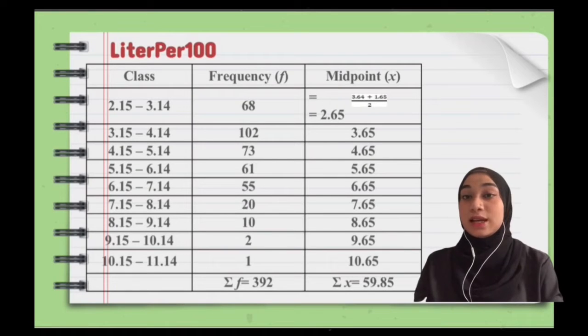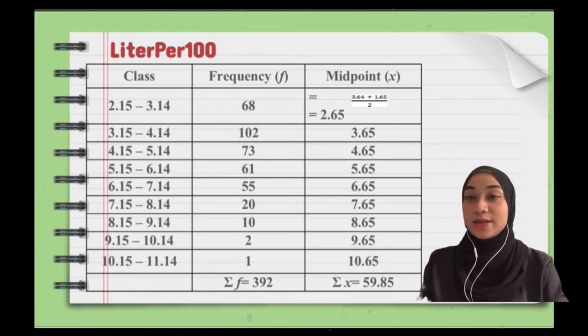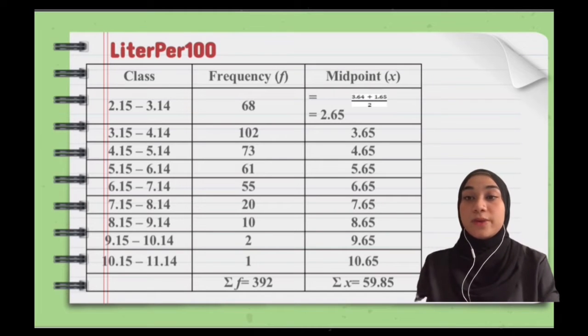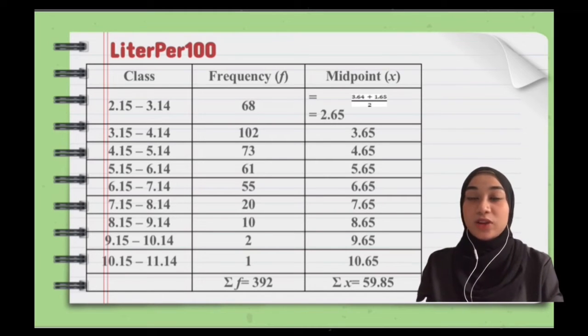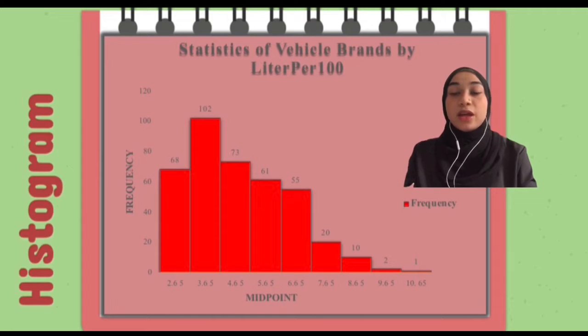Continue, this is the class that we use to draw a histogram and frequency polygon. In this table figure, the graph represents the midpoint on the x-axis and the frequency on the y-axis. The per 100 graph shows the highest and the lowest class on the axis. The frequency of the data is represented by the varying height of the bar. The highest frequency in this graph is 102 and the midpoint is 3.65, and the lowest is 1 with a midpoint of 10.65. All the bars are the same width, since all the intervals are equal and continuous.